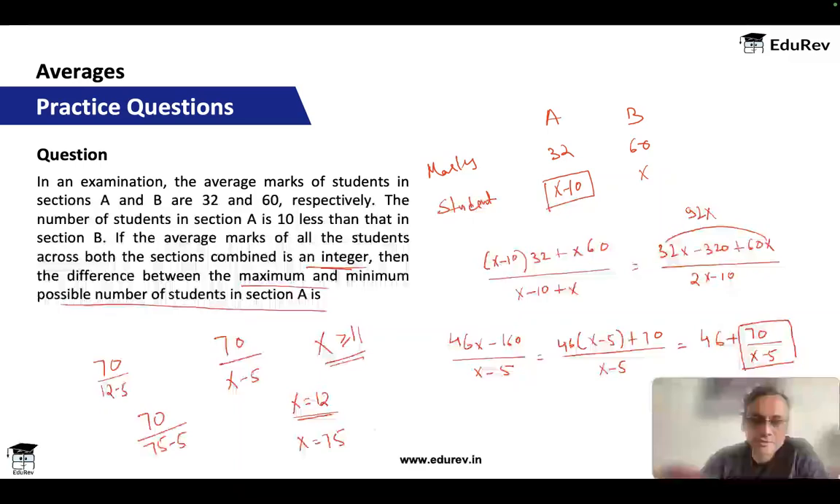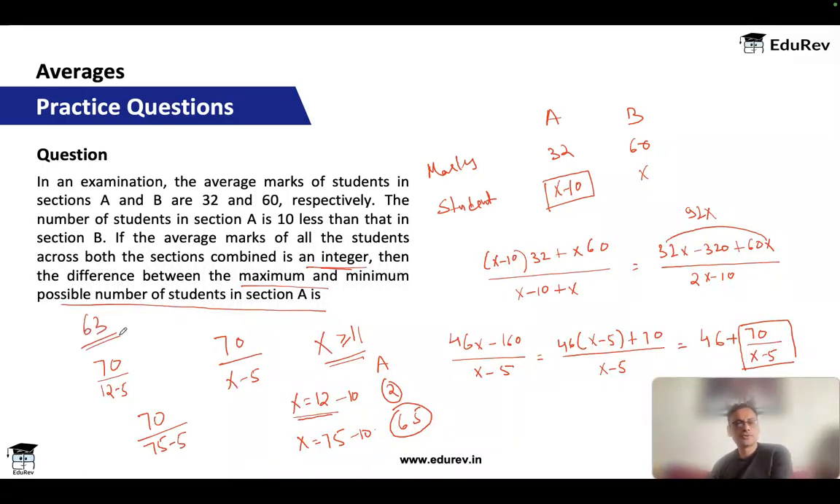In either case, the number of students in section A is x minus 10, that means 2 and 65. Right? So minimum students in section A is 2, maximum students in section A is 65, the difference is 63. So the difference between the maximum and minimum possible number of students in section A is 63. You can see a very simple question, but because you have difference of minimum, maximum, multiple values possible, this question becomes slightly difficult, but very easily it can be solved if you go step by step. Okay, good.